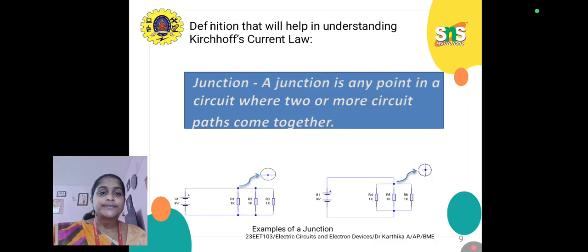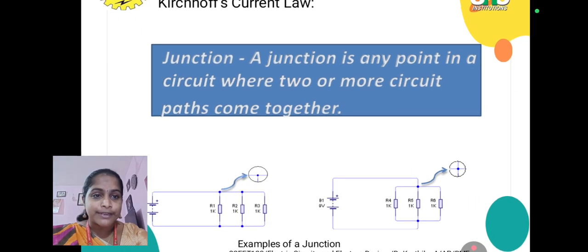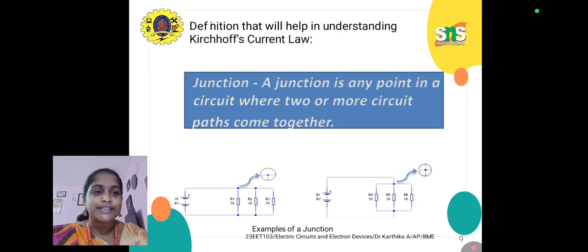What is a junction? A junction is any point in a circuit where two or more circuit paths come together. See the example. In the first one, the arrow denotes the junction. The second one is also a junction. A junction is any point in a circuit where two or more circuit paths come together.